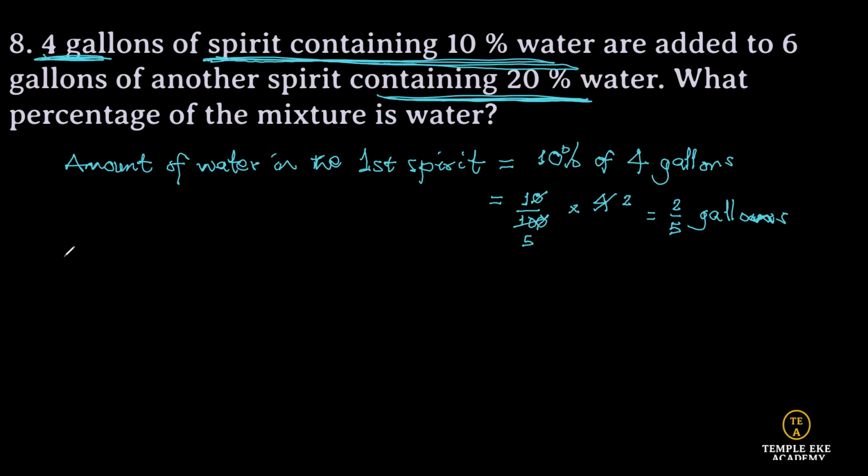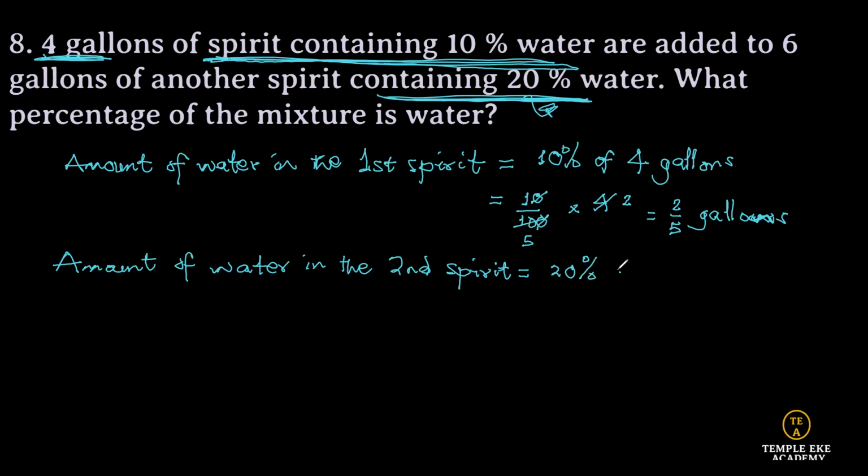In a similar manner, amount of water in the second spirit can be found. Amount of water in the second spirit. Let's go for it. What percent of the second spirit is water? Right there, 20%. So we have 20% of the amount of the second spirit, 6 gallons. Second spirit, 6 gallons. So of 6 gallons.